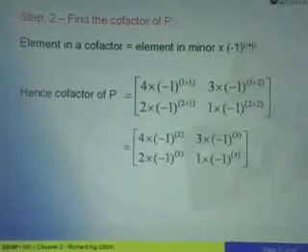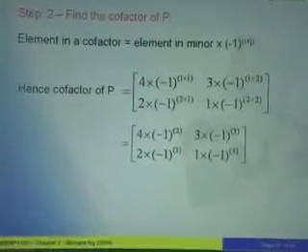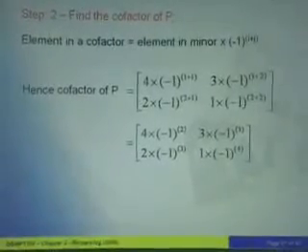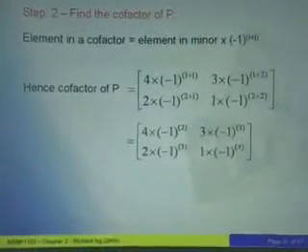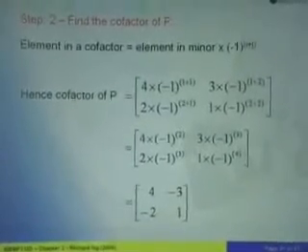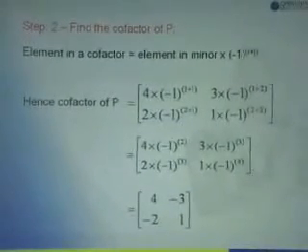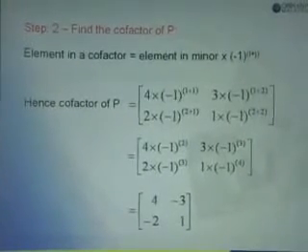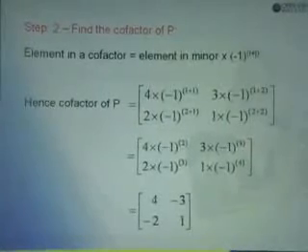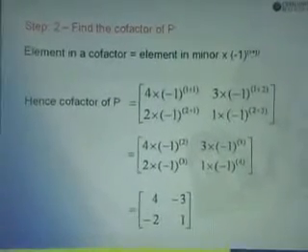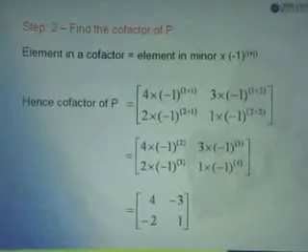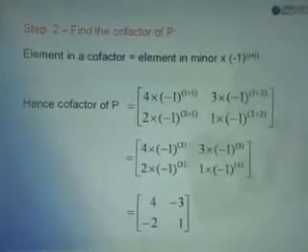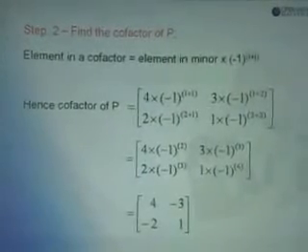So when we simplify, we will get 4 times -1 to the power 1 plus 1 becomes 2, 3 times -1 to the power 1 plus 2 is 3, and then 2 plus 1 is 3, and 2 plus 2 equals 4. So next, when we simplify, -1 to the power 2 is positive 1. So 1 times 4 will give us 4. The next element, -1 to the power 3, will be -1. So -1 times 3 is -3. And -1 to the power 3 here is also equal to -1. So -1 times 2 will give us -2. And finally, -1 to the power 4 is positive 1.